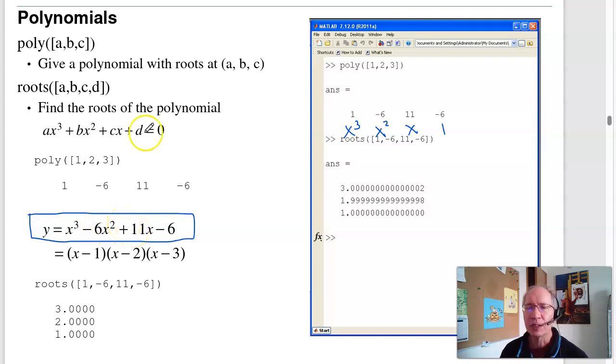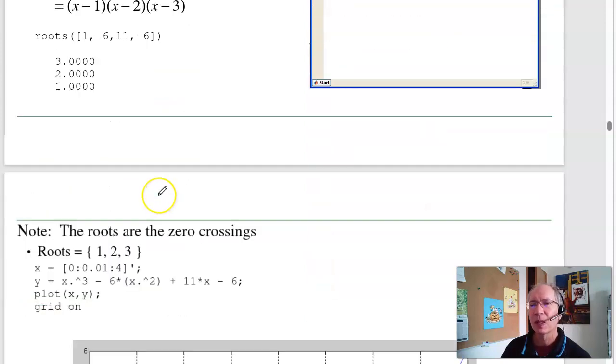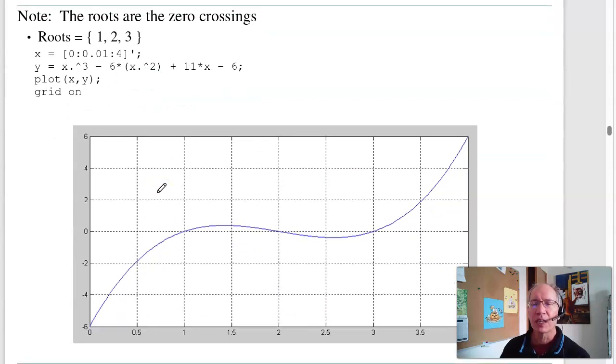The inverse of poly is roots. What roots does is, given this polynomial, what are the roots? If I try it, I get the roots are +1, +2, +3. So these are kind of like the opposites of each other. Graphically, what roots are the zero crossings. If I say, here's my polynomial, x cubed minus 6x squared plus 11x minus 6, plot y versus x between 0 and 4, and here's what you get. So there's y, here's the x-axis, here's the y-axis. And note that the zero crossings are at 1, 2, and 3. The zero crossings are the roots.